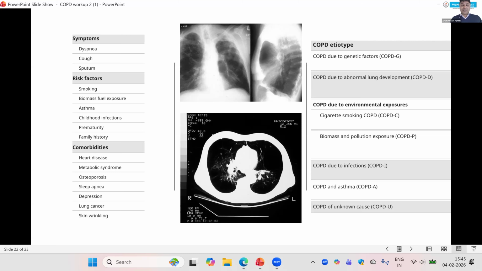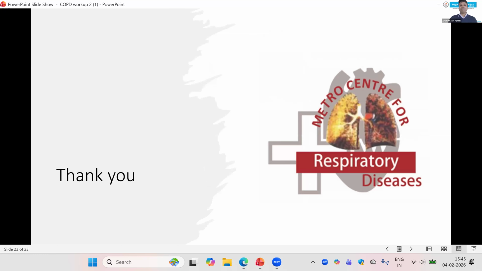X-ray and CT is done, of course, to rule out other lung disease or bronchiectasis or other abnormalities in the lungs, but not usually recommended. But in X-ray, you can see the flattening of the diaphragm, the increase in retrosternal space, and hyperlucent lung fields. So that's all, and this is the whole summary. Symptoms, risk factors, and comorbidities also have to be ruled out. Thank you.